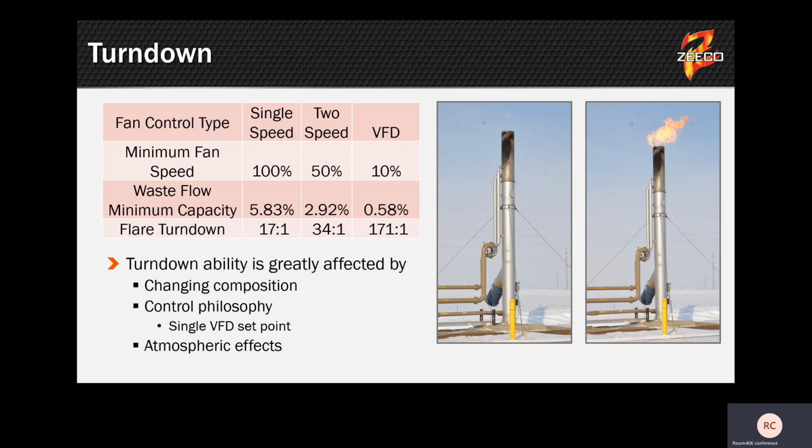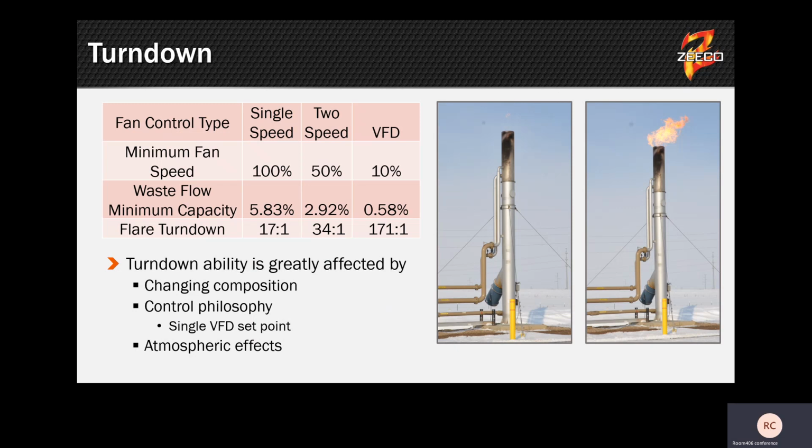Turn down is also greatly affected by your composition. So we've been assuming that you're seeing a constant composition go into the flare stack. And that may be true on an upstream facility. It's pretty regular, but as you go to a processing plant, you have different reliefs, you're going to have different compositions. Do they have a single VFD set point?